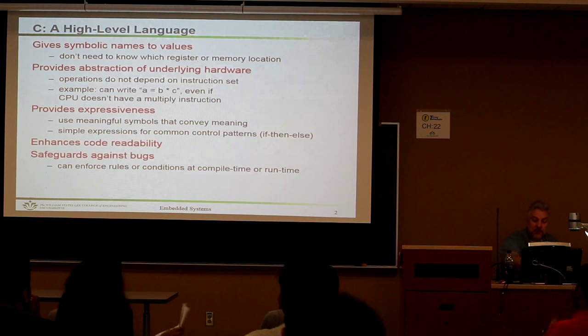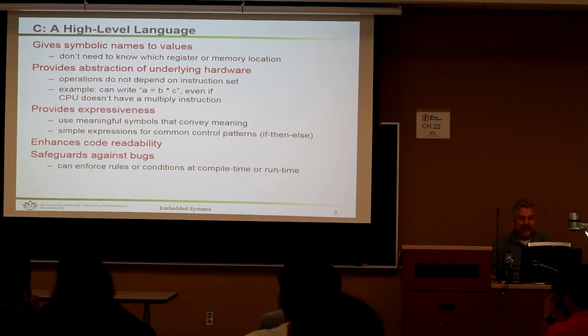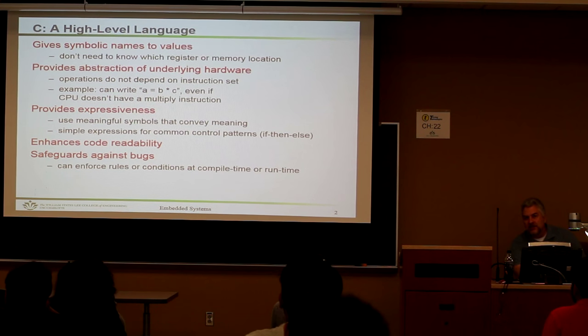We've already talked about why you have a high-level programming language. In other words, symbolic names are a lot better than register names like R1 and R2. You can actually give it additional information. You can make the names fairly long so that they describe something in a little bit more detail than just A, B, and C, right?